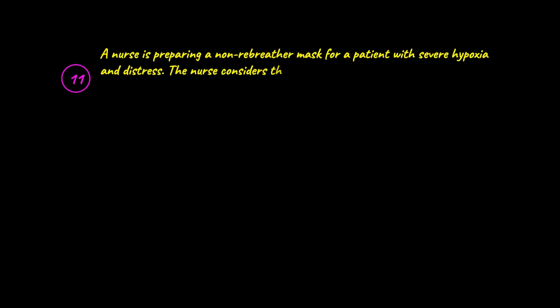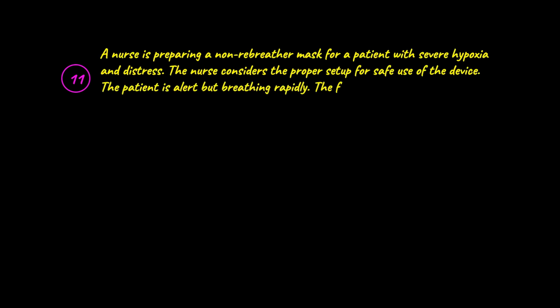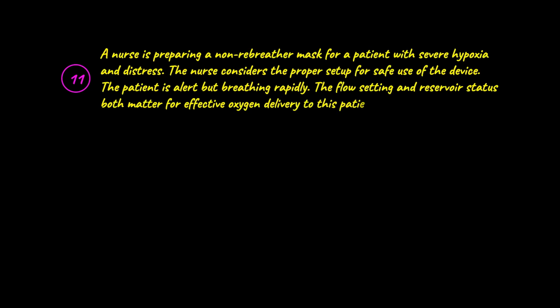Question 11. A nurse is preparing a non-rebreather mask for a patient with severe hypoxia and distress. The nurse considers the proper setup for safe use of the device. The patient is alert but breathing rapidly. The flow setting and reservoir status both matter for effective oxygen delivery to this patient. Your options are A. Set flow to keep reservoir bag inflated.